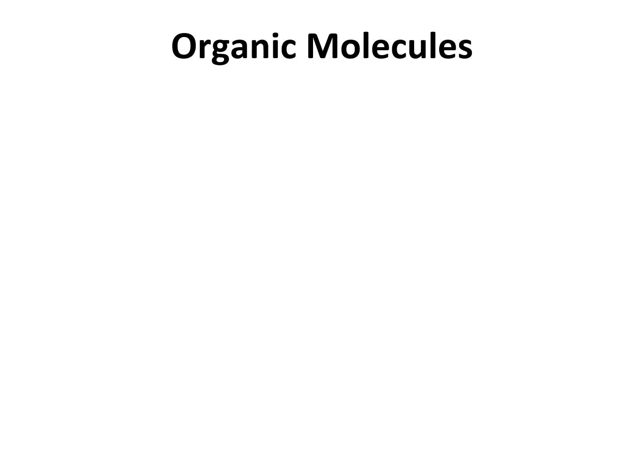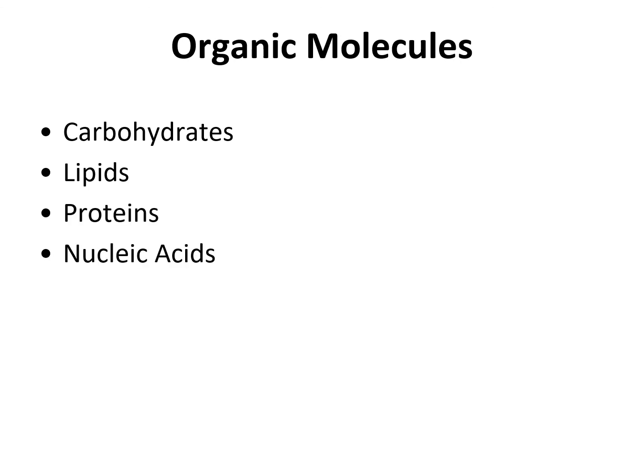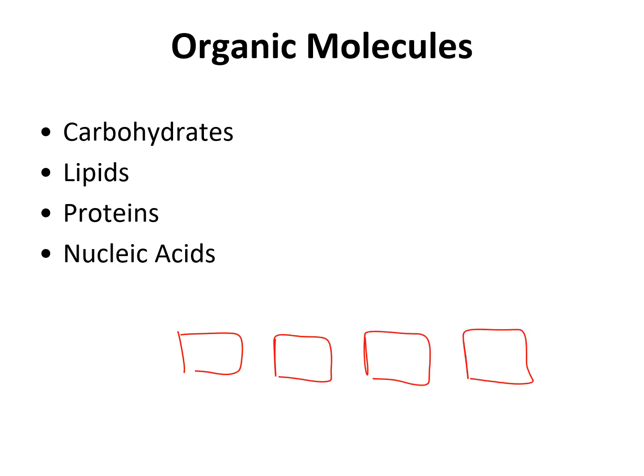The four types of organic molecules that make up all living things are the carbohydrates, the lipids, the proteins, and the nucleic acids. And sometimes these organic molecules are referred to as macromolecules because in the molecular world, they're very, very large molecules. For the most part, these macromolecules are composed of similar subunits called monomers. And those monomers are linked together by covalent bonds, sharing of those valence electrons, to form large molecules called polymers.